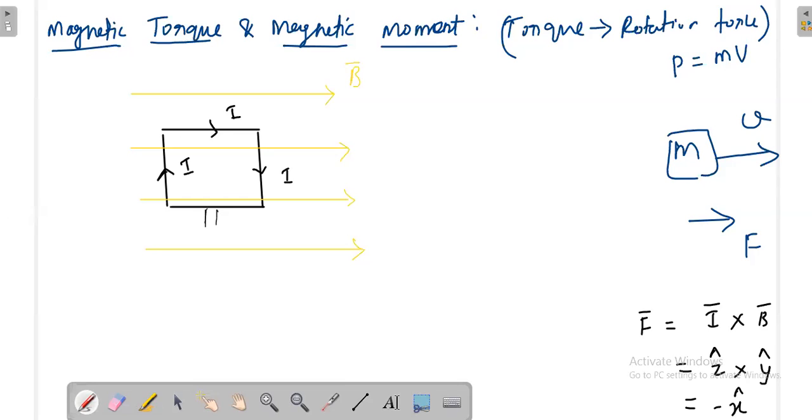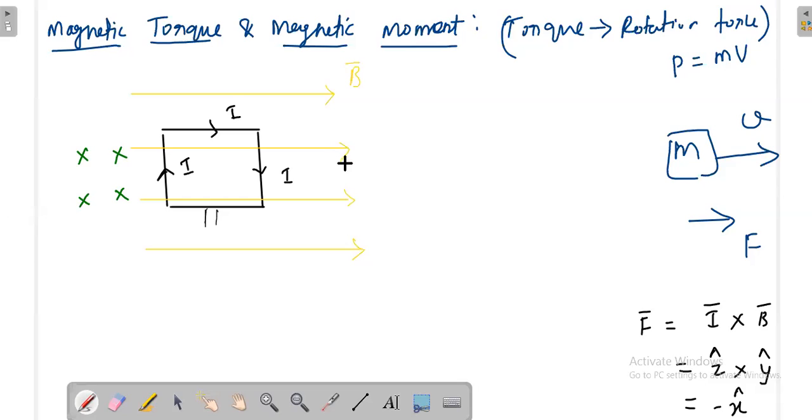Then you can see the tail of the arrow. Once you are able to see the tail of the arrow, that will be denoted as a cross. Cross means what? The force is going inside the paper.